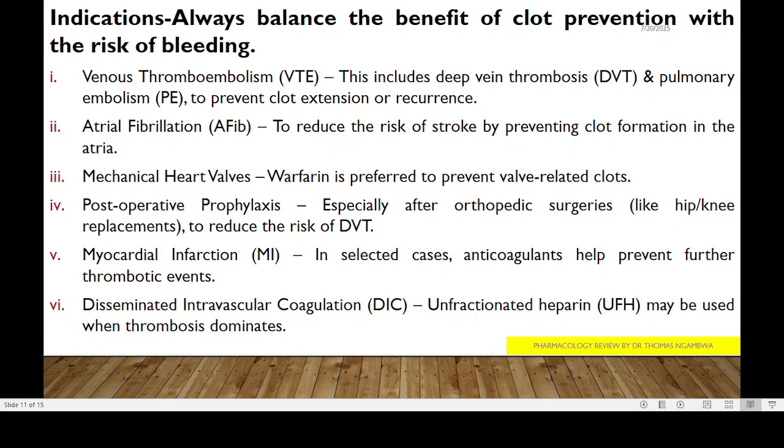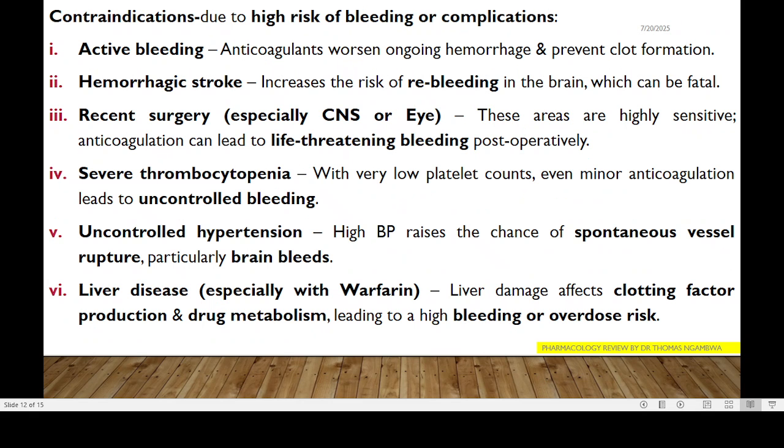The third indication is mechanical heart valves. Warfarin is preferred to prevent these valve-related clots. The fourth one is post-operative prophylaxis, especially after orthopedic surgeries like hip or knee replacement. These drugs are used to reduce the risk of DVT formation. The fifth one is MI, myocardial infarction, and in selected cases, anticoagulants are used to help prevent further thrombotic events. The last one is DIC, disseminated intravascular coagulation. Here unfractionated heparin is used when thrombosis dominates.